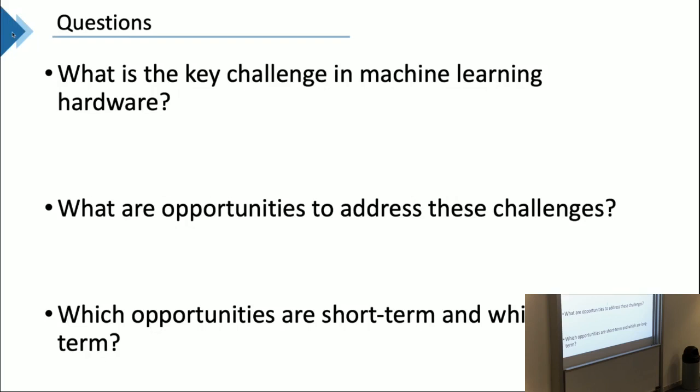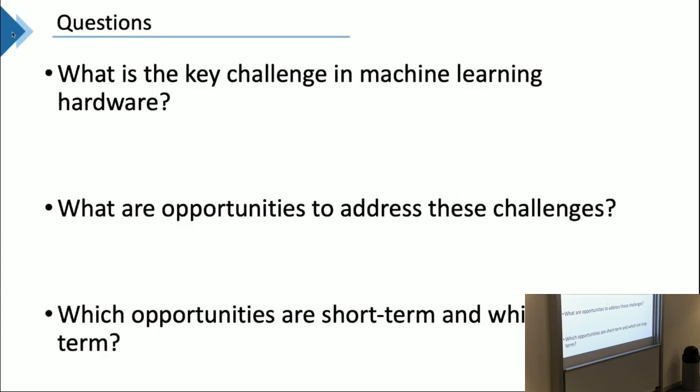Okay, then I think we already asked the last question: what opportunities are short term and what opportunities are long term? I think all these digital chip and algorithm-hardware co-design opportunities can be categorized as short term. And for long term, we are still looking at quantum computing, for example, or optical computing. So this kind of answers the last question.